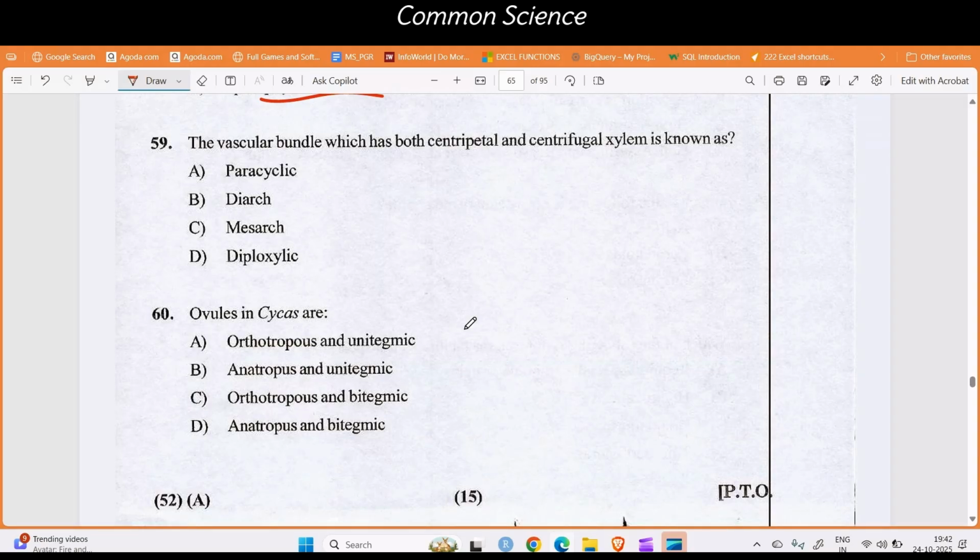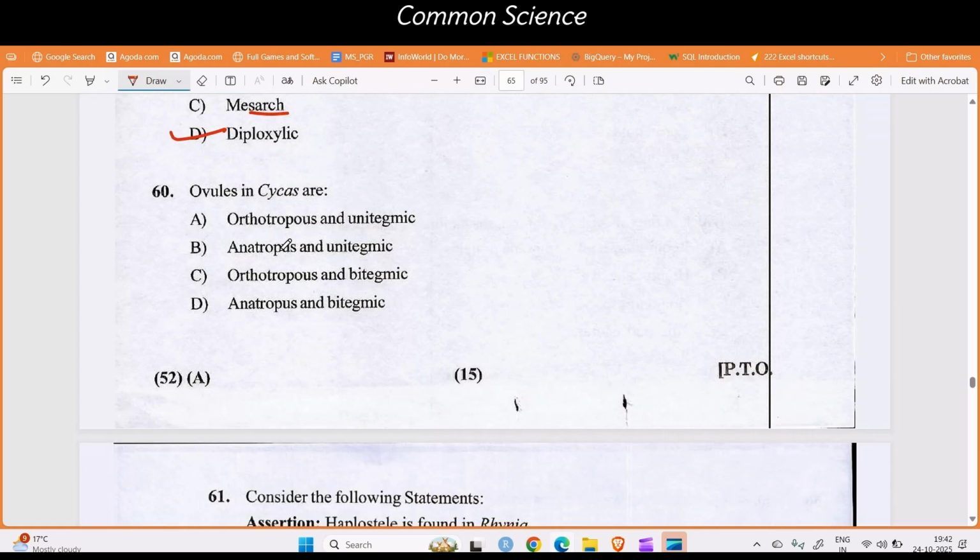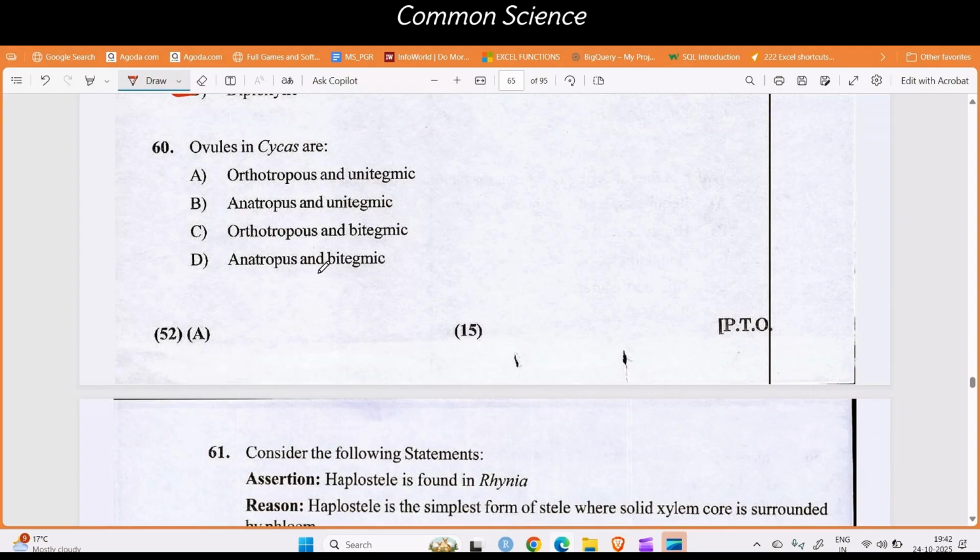Question number 59. The vascular bundle which has both centripetal and centrifugal xylem is known as diploxylic. You may get confused with the mesozoic, but the correct answer is diploxylic. Ovules in Cycas are orthotropous and unitegmic.